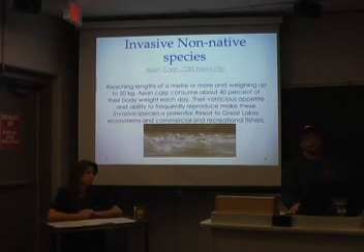An example of an invasive non-native species is the Asian carp. Reaching lengths of 1 meter or more and weighing up to 50 kilograms, Asian carp consume about 40% of their body weight each day. Their voracious appetite and ability to frequently reproduce make these invasive species a potential threat to Great Lakes ecosystems and commercial recreational fisheries.